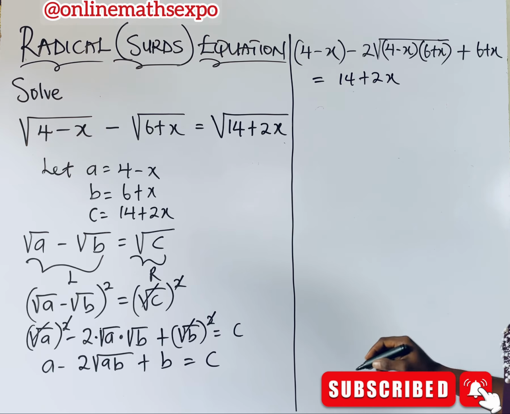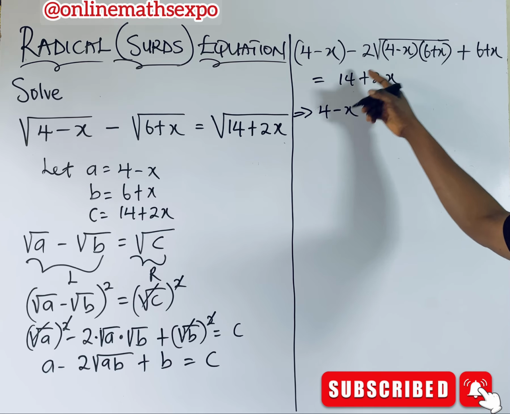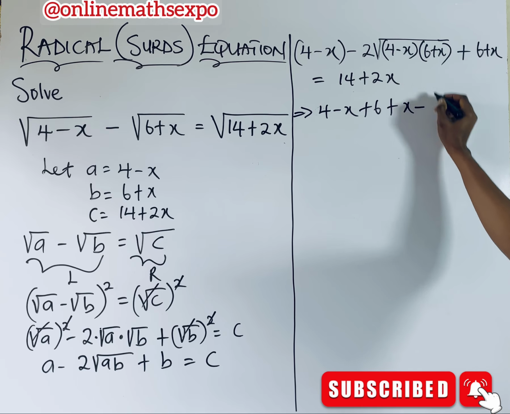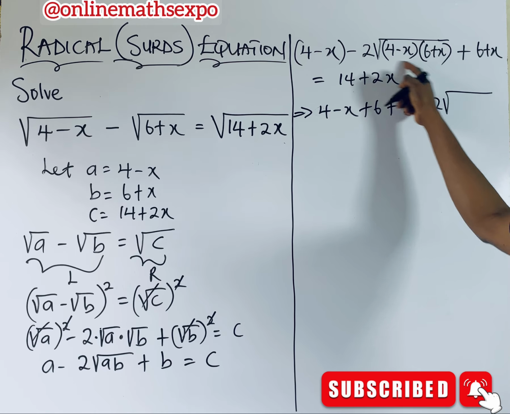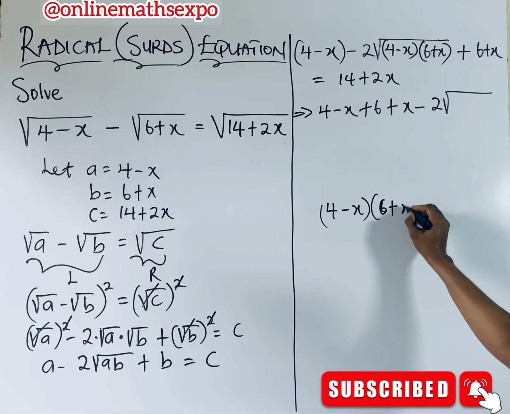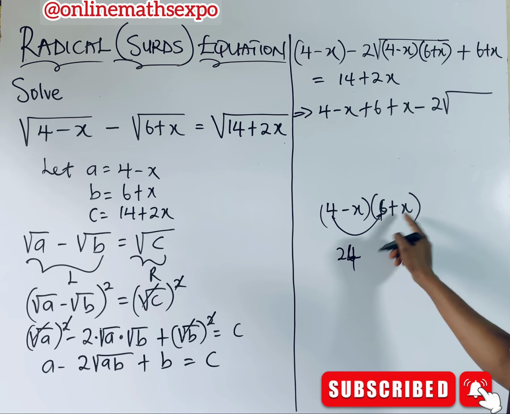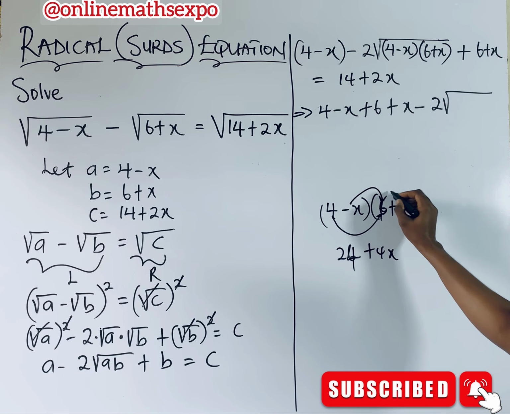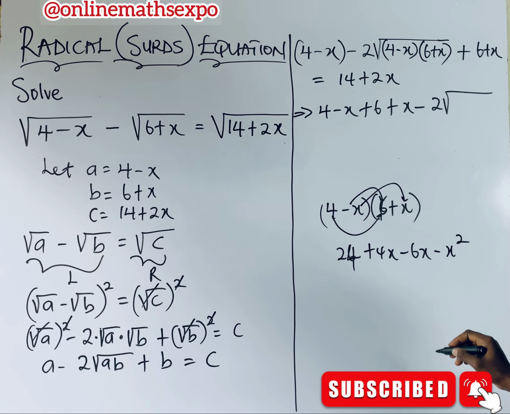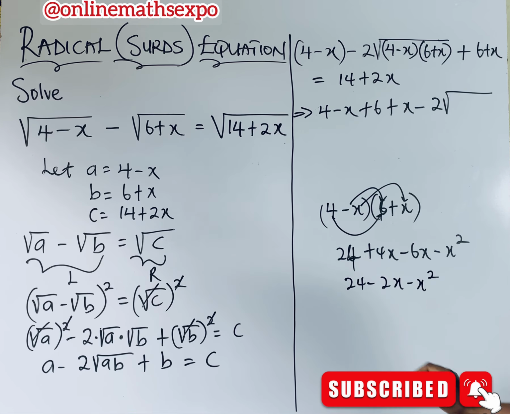So let's simplify. This is going to give us 4 minus x, plus, we are collecting the ones that are the same, minus 2 roots. Let's expand this. What we have there is 4 minus x multiplying 6 plus x. Use 4 to multiply this, it gives you 24. Use 4 to multiply, you have 4x. Multiply this way, you have negative 6x. Multiply again, you have negative x squared. So this is going to give us 24 minus 2x minus x squared. Did you see that?